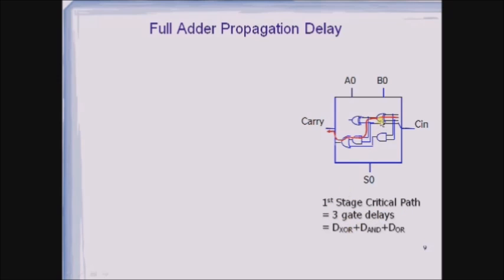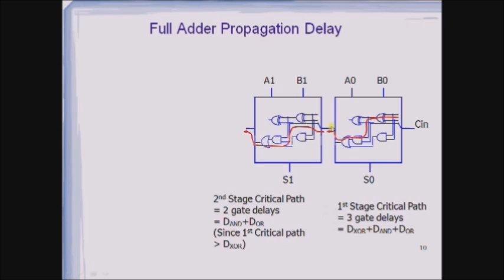The delay generated by XOR, the delay generated by AND as well as the delay generated by the OR gate. This is the delay associated with the first stage. Now this carry out is given as an input to the next stage, and it is propagated to the output through AND and OR gates. Therefore the second stage critical path would include only 2 gate delays, that is the AND gate as well as the OR gate. So only in the first stage we get 3 gate delays, and in the remaining stages we get 2 gate delays, that is AND and OR.